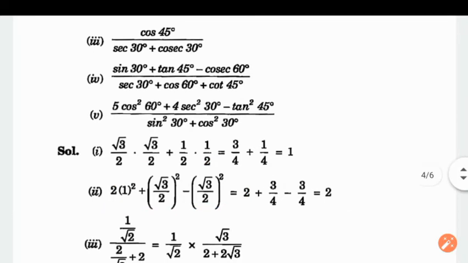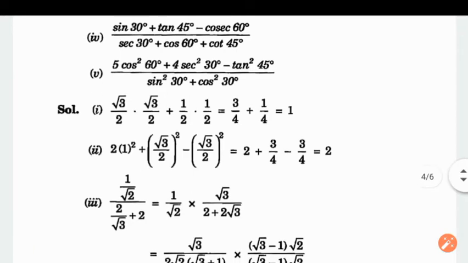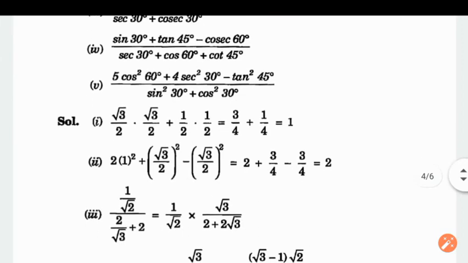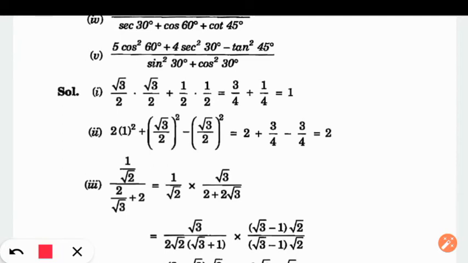Now number 3. In number 3 what we have is cos 45 degree divided by sec 30 degree plus cosec 30 degree. The value of cos 45 degree is 1 by root 2, divided by sec 30 degree. Sec is the reciprocal of cos, and cos 30 degree is root 3 by 2, so it will become 2 by root 3. And the last one, plus cosec 30 degree. Sin 30 degree is half, so cosec 30 degree is 2. So we got this one.